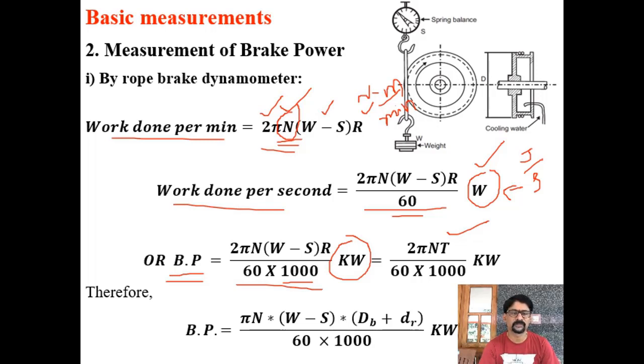Now if you substitute for R as (dB plus dr) by 2, this 2 gets cancelled, so you will get pi into n into (W minus S) into (dB plus dr) divided by 60,000 kilowatt. But I request all of you to remember either this formula 2 pi n T by 60,000, or in place of T you can remember it as 2 pi n into (W minus S) into R divided by 60 divided by 1000. So this is how the brake power is measured using a rope brake dynamometer.